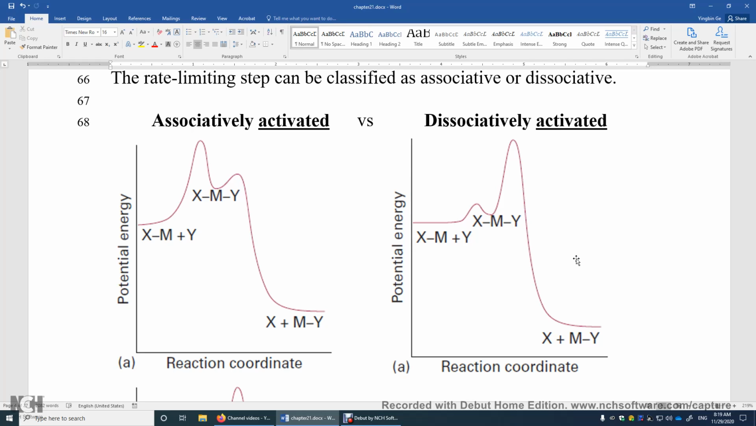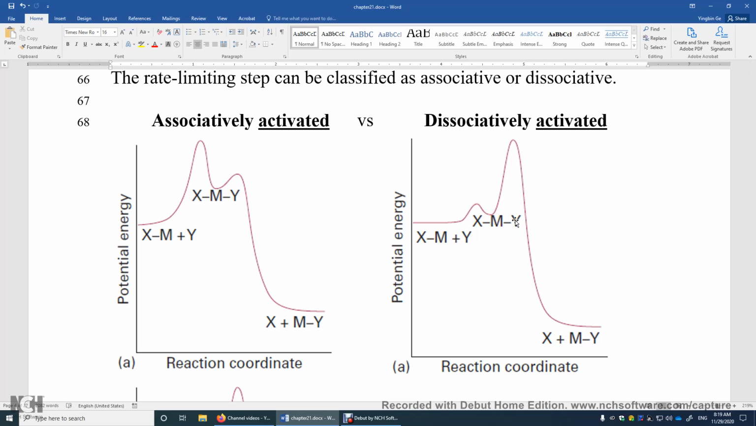So again, it sounds strange. It's an association mechanism, but also it's dissociatively activated because we're talking about two different things. When we are saying it's an association mechanism, we are referring to the intermediate species. In the intermediate species, we have M bonded to both X and Y. Both bonds are complete bonds, whole bonds. All right, so that's why it's an association mechanism.